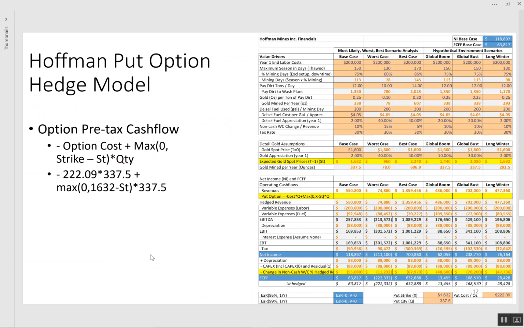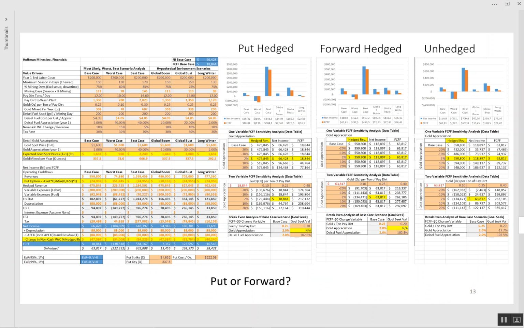So this is how hedging looks using a forward contract and an option contract, and how it affects your payoffs, your revenues and cash flows and net income versus an unhedged position. Now I would notice that these are just different, not necessarily better. Forward is zero risk as far as price risk. However, there's zero upside too.